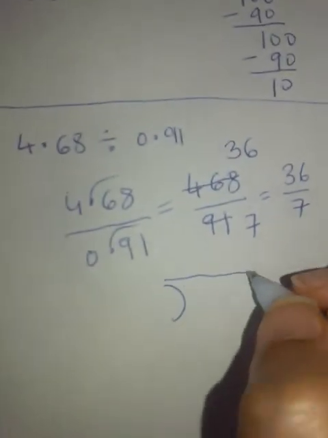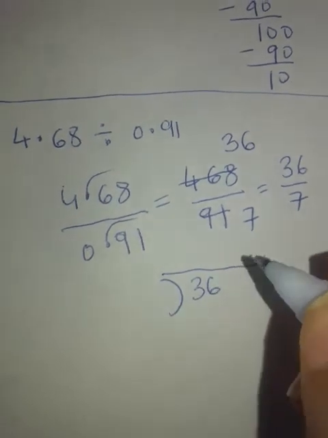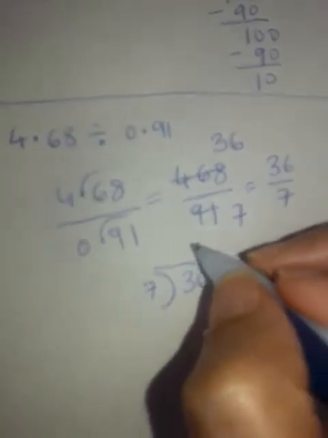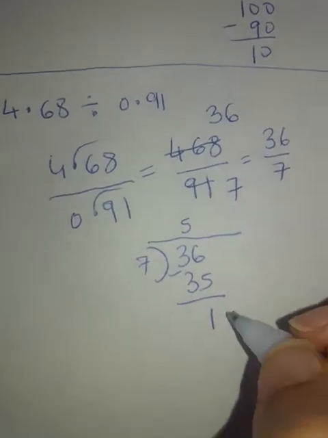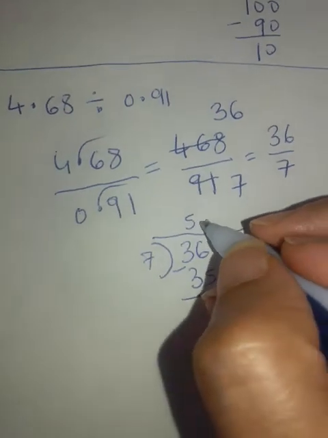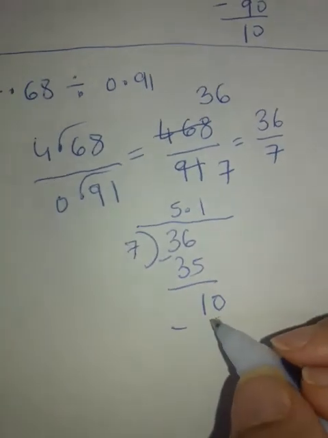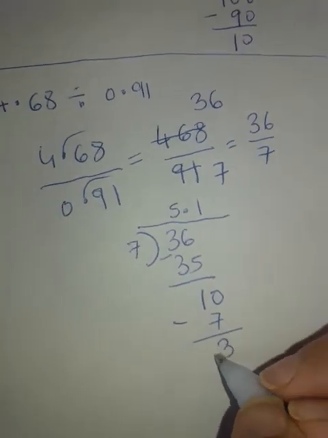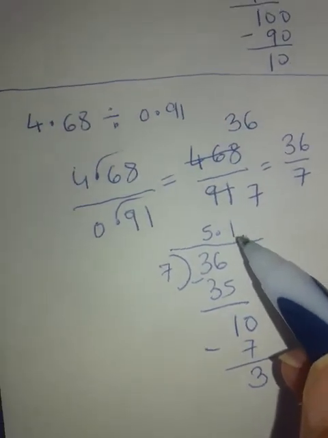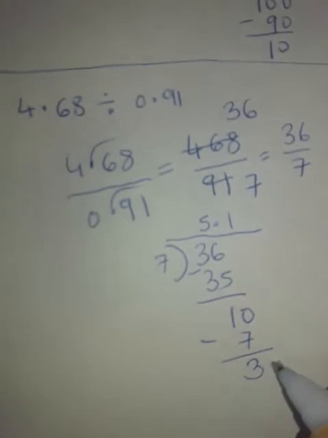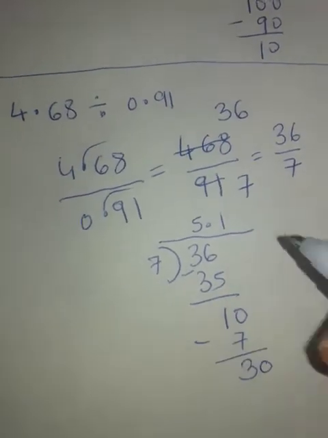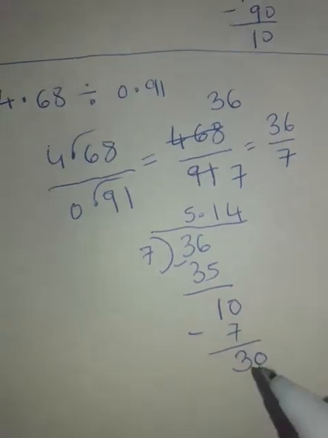I need to convert it. 36 goes here, 7 here, 7 fives are 35. If I give a 0 here, I need a decimal point. 7 ones are 7, 3. If the given answers have only one decimal place, then your answer is ready. But if they have 2, give a 0 again. 7 fours are 28.